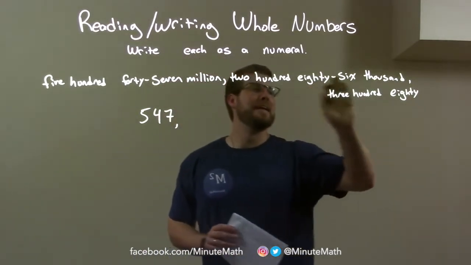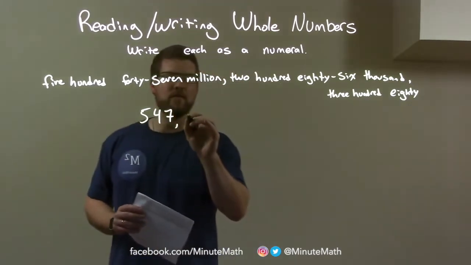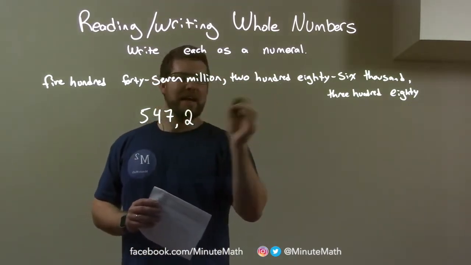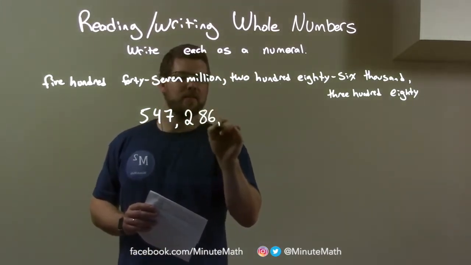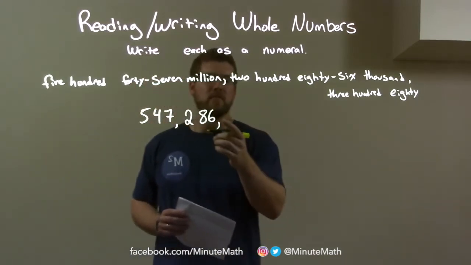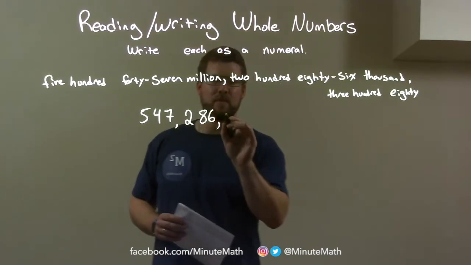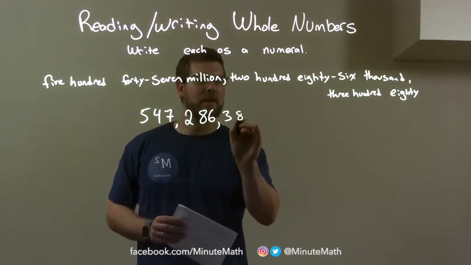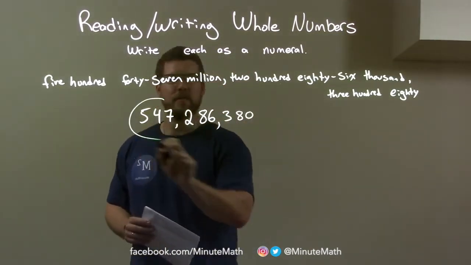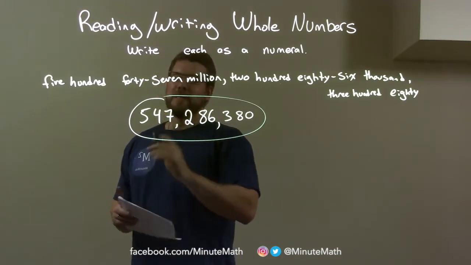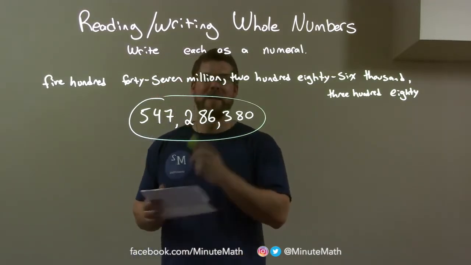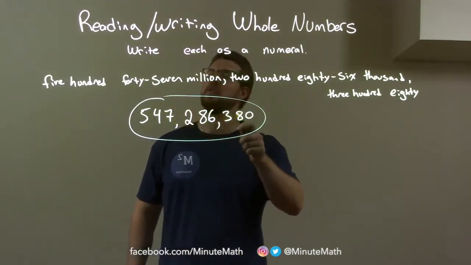Then we have 286,000. So we have 200 and then 86. So 286, but it's in the thousands place, so we have three zeros afterwards. Then we have 380. So the three comes first in the hundreds place, and it's just 80, and there we go. 547,286,380.